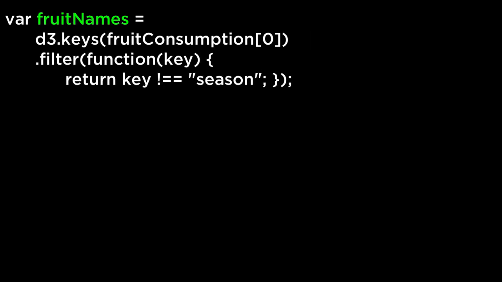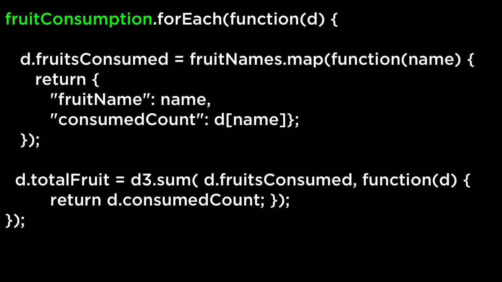Next, figure out the names of the fruits from the dataset. This code looks at the first object in the fruit consumption array of objects. We use D3.keys to extract all the keys from all the key value pairs in this first object. Then, using this list of keys, we use the array.filter JavaScript method to create a new array with only the elements for which the conditional statement of the key not being equal to the string season is true. Because we know that each object has the keys season, apple, kiwi, and grape, this filtering will return an array of the fruit names.